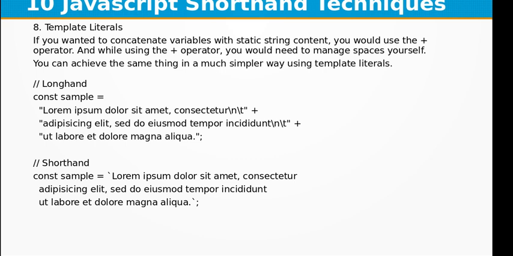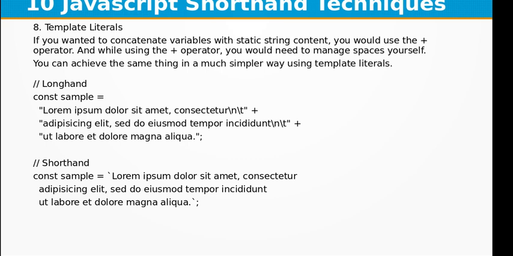Let's look at the longhand version. So if we define a constant sample and we are going to have 3 lines of strings, let's say lorem ipsum and this string, and at the end we need to add a line break, that is \n and \t, close the string and add a plus operator, that is a concatenate operator, and then we start the second line with the double quotes, conclude that line, and then we add \n, \t and the last line, and we end it with double quotes and semicolon.